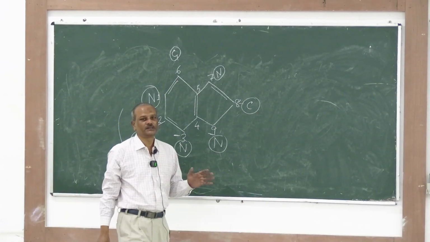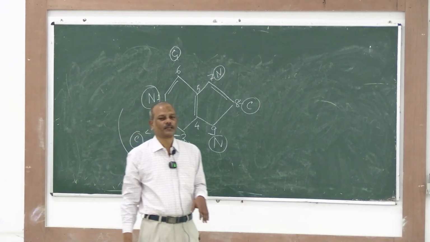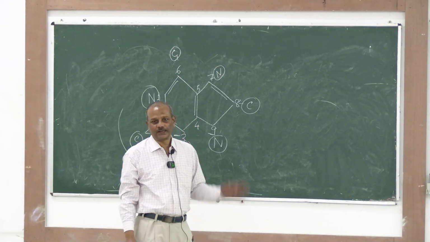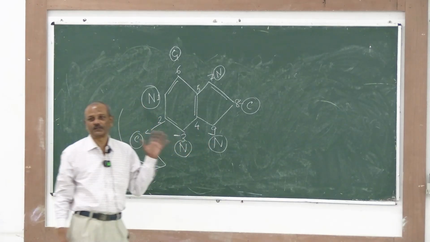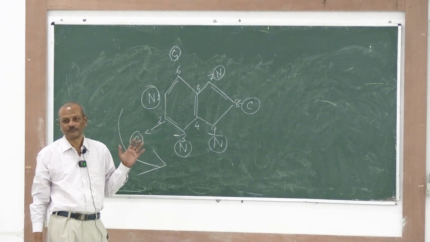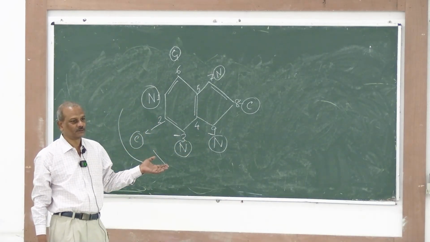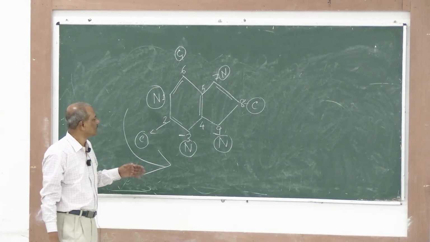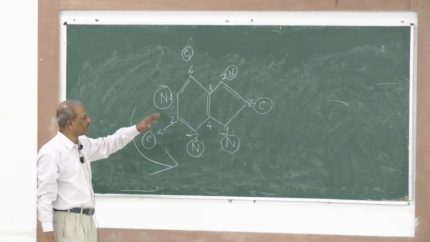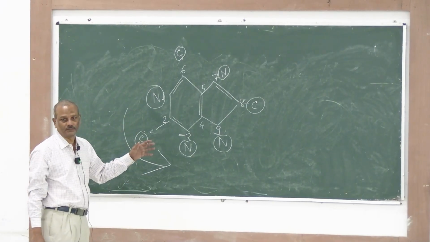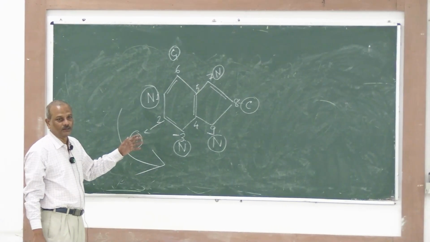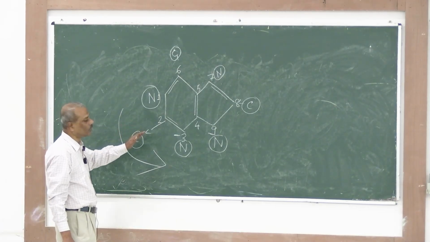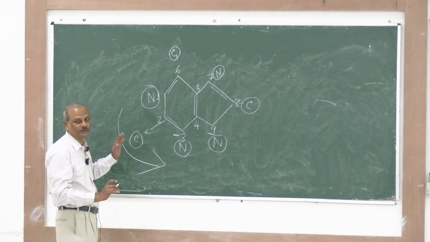De novo synthesis means it is starting from scratch. The entire structure is to be formed from the beginning. It is difficult to synthesize, and 11 steps are there. The ring synthesis occurs in a peculiar fashion.